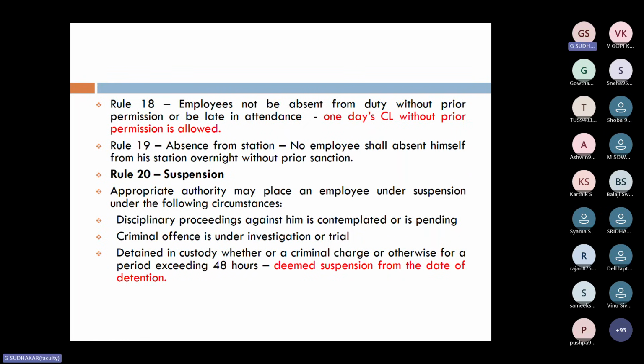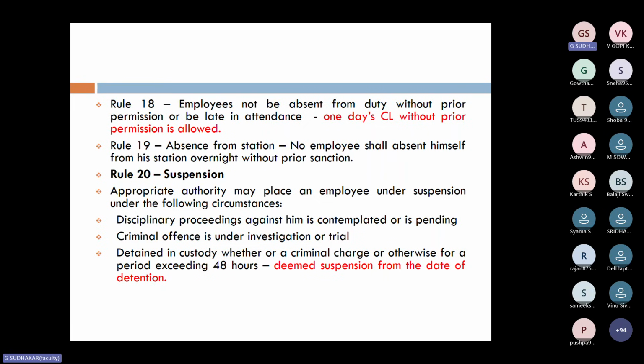What is suspension? An employee may be placed under suspension by an appropriate authority. Who is the appropriate authority? We will see. The appropriate authority may place an employee under suspension under the following circumstances. This 1, 2, 3 rule is very, very important.